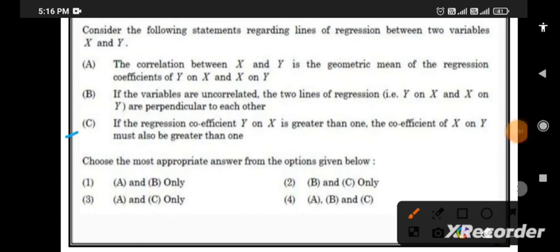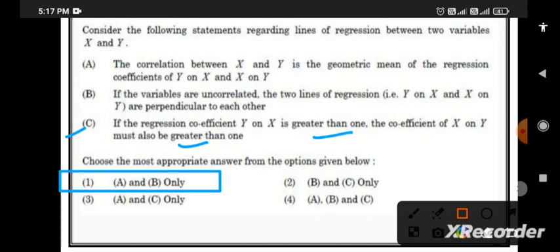So here we got that the statement third is incorrect, which states that if the regression coefficient y on x is greater than 1, the other must also be greater than 1. But if a regression coefficient is greater than 1, the other must be less than 1. So after eliminating statement third, we get our answer, which is option 1, that is statement A and B only.